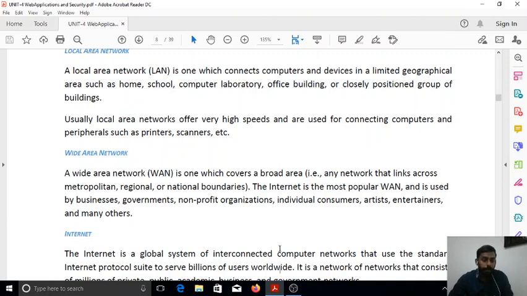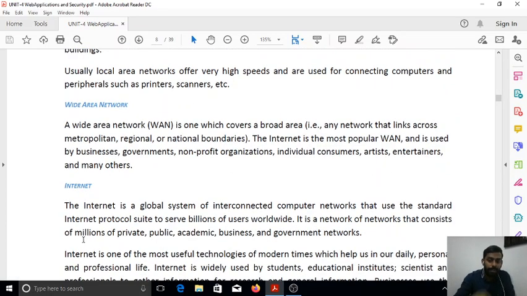Now we have the internet. What is the internet? The internet is a global system of interconnected computer networks that use the standard internet protocol suite to serve billions of users worldwide. That's a key point. We can also say it is a network of networks. It spans the entire world, and it is a network of networks that consists of millions of private, public, academic, business, and government networks. The internet is one of the most useful technologies in modern times, which helps us in daily, personal, and professional life.